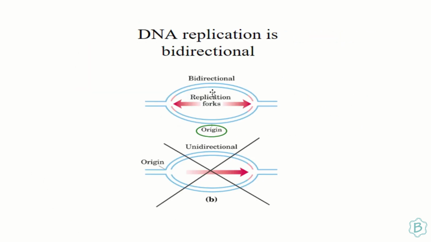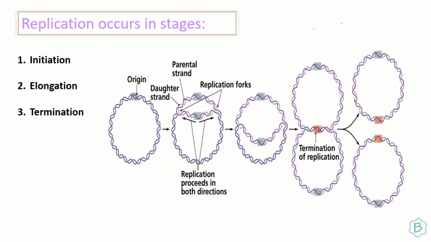This is how replication is initiated in the bacterial genome. Now, DNA replication is always bidirectional. This has to be very clear before understanding the replication process. Whether it is happening in a bacterium or a eukaryotic cell, it will always occur in a bidirectional fashion. So there will always be two replication forks formed. There is nothing known as unidirectional replication. The replication will be bidirectional. Let us begin now with the replication part.